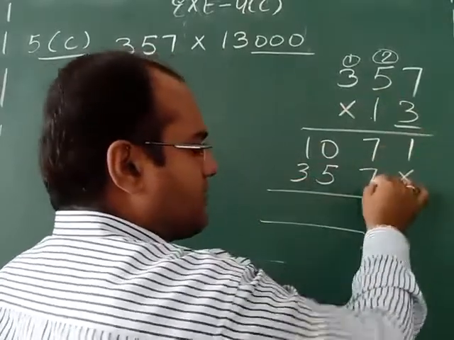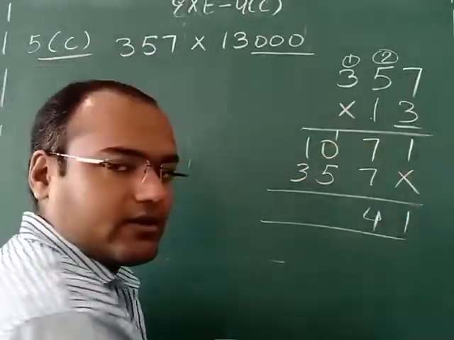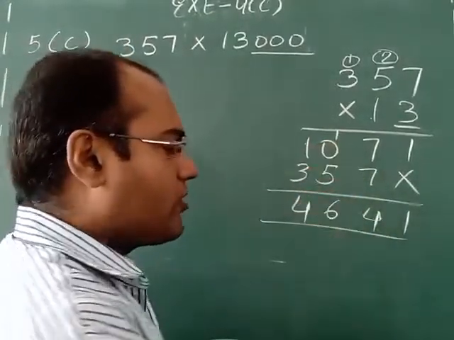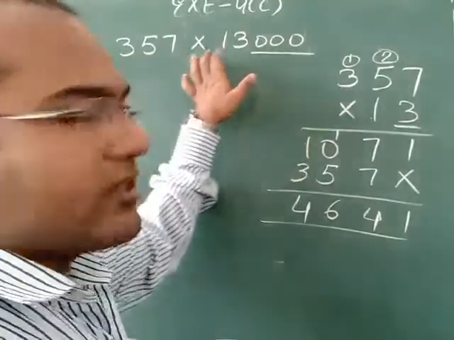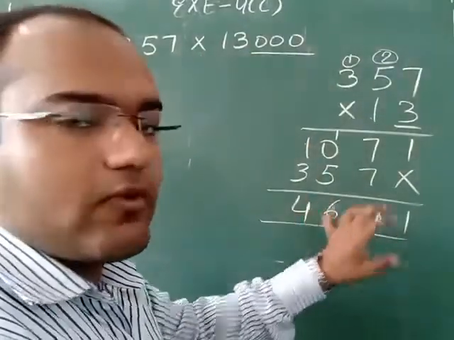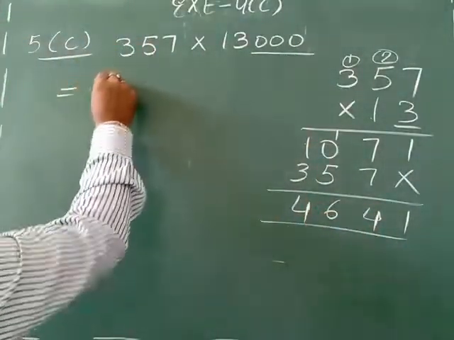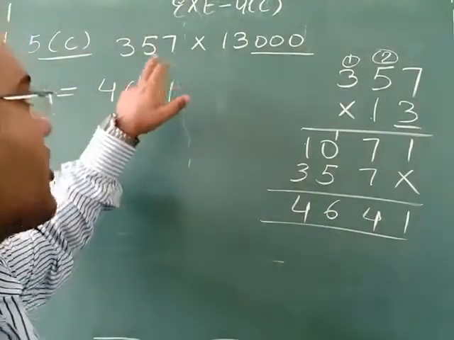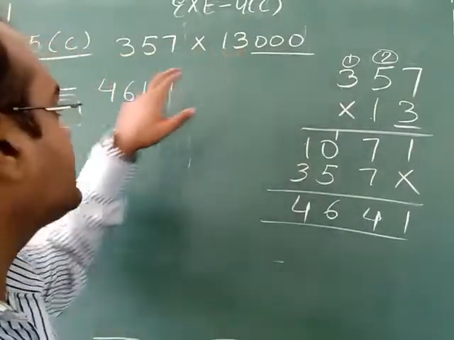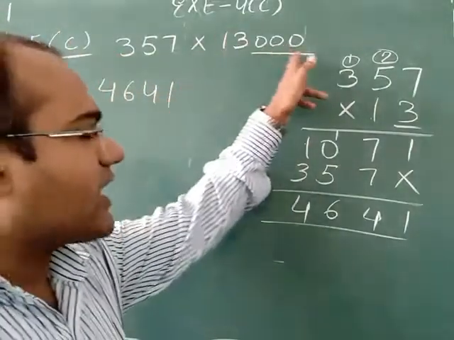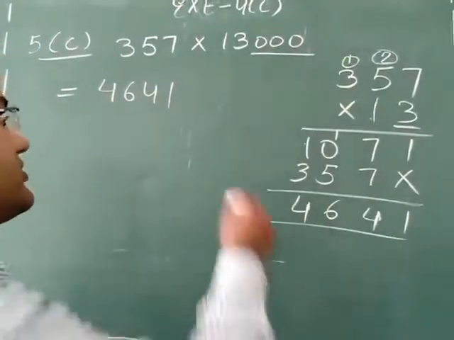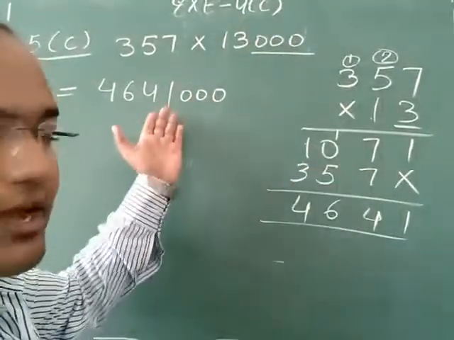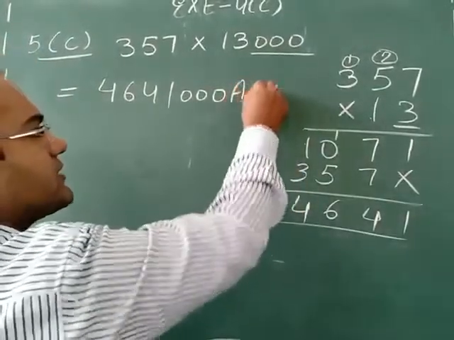1 7 plus 7 will be 14, 1 5 plus 1 will become 6 and 3 plus 1 will become 4. So on multiplying 357 with 13 we are getting 4641. So you have to write 4641. Multiplication of 357 and 13 is 4641 and these last 3 zeros we will write at last. Where will you put the three remaining zeros that were at the end? We will put them at the end and you will get the answer.